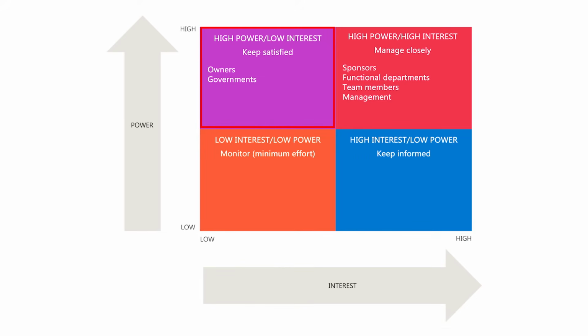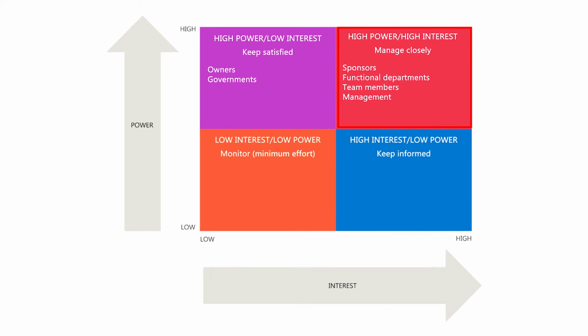Furthermore, the top left quadrant is labeled high power, low interest. These stakeholders may not be very engaged, but they hold significant power, so it's essential to keep them satisfied and informed to avoid any negative impact on the project. This can be achieved by providing executive summaries or major milestone updates.